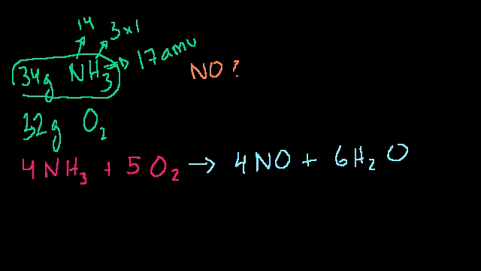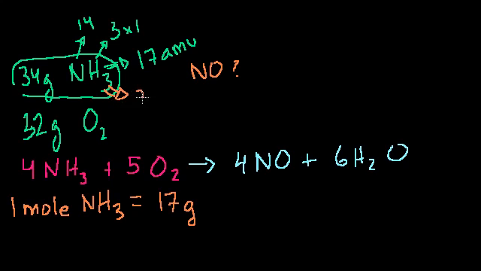Another way to write that: if one molecule of ammonia is 17 atomic mass units, then one mole of ammonia is 17 grams. So how many moles of ammonia are we given? We're given 34 grams of ammonia. 1 mole is 17 grams. So we're given 2 moles, right? 34 is 2 times 17. So we're given 2 moles of ammonia.